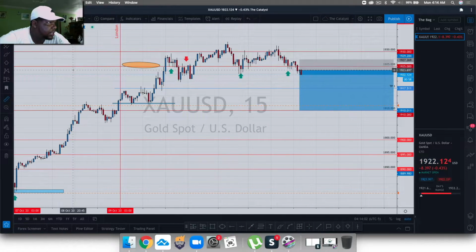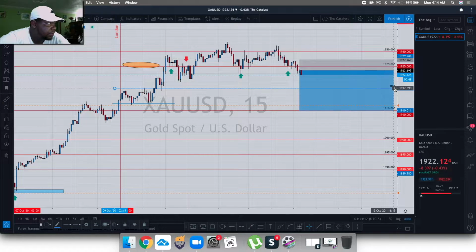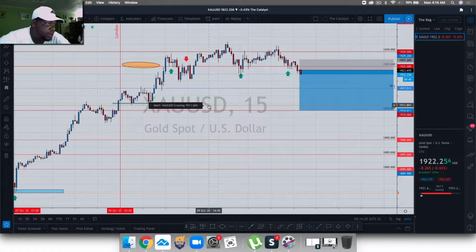When it reaches TP1, I'll be closing 50% of my order at TP1. So at 60 pips, I'll be closing 50% of the order and letting the rest run. So at TP1, I will set an alarm. As you guys can see, I have an alarm before I reach TP2, and then I have a next alarm at TP2.